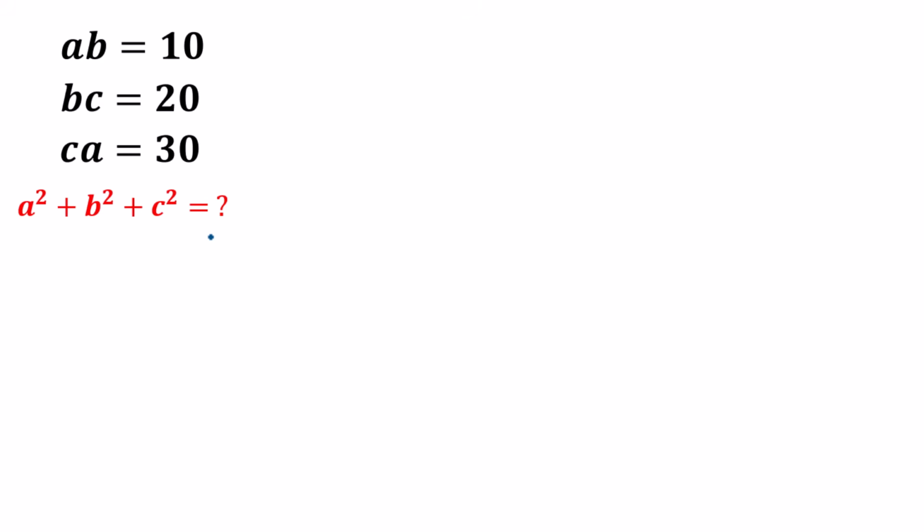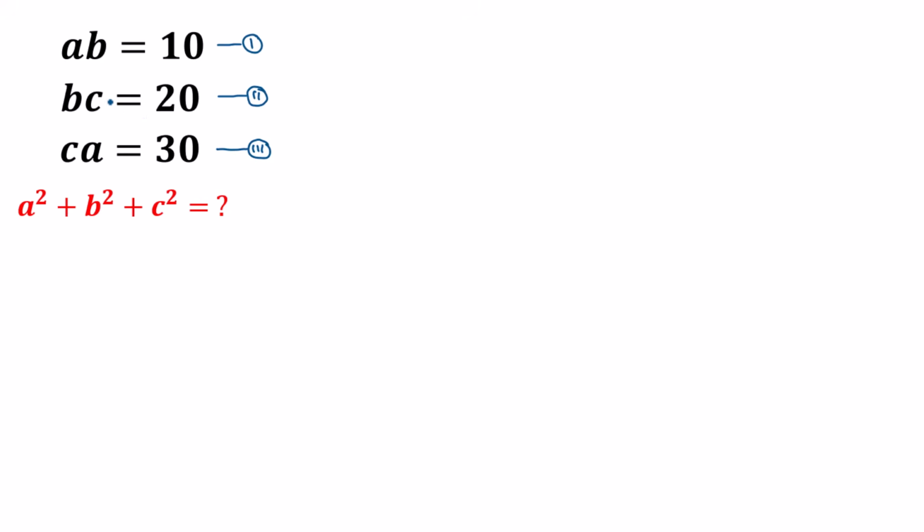Hello everyone. In this video, I am going to show how to find the value of a square plus b square plus c square, where ab is equal to 10, bc is equal to 20 and ca is equal to 30. Consider this as equation number 1 and this as equation number 2 and this as equation number 3.